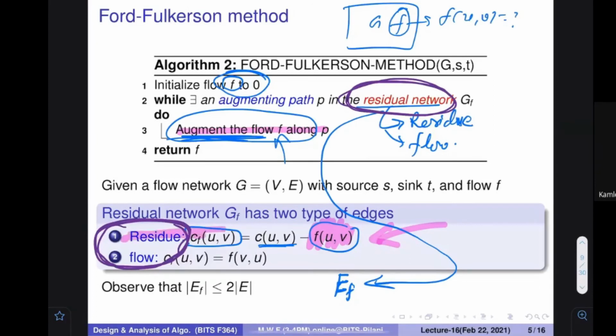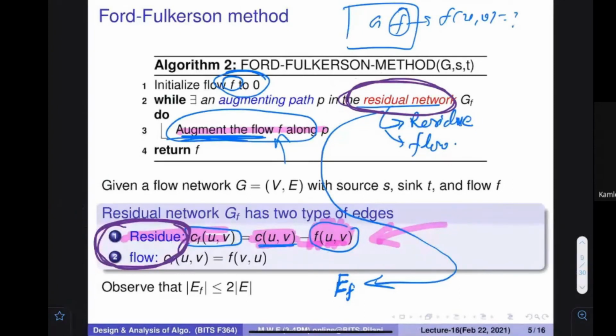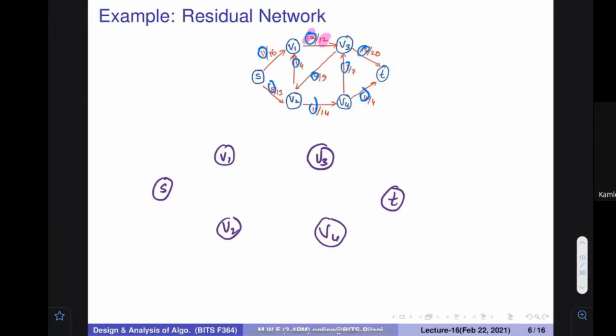What is residue? Residue means capacity minus flow. Capacity is this value and flow is the upper value. So residual capacity of uv is equal to capacity of uv minus flow of uv. On this side I'm going to plot how much? 16 minus 11 is equal to, can you tell me how much it is? 5. Everybody understand this? No?